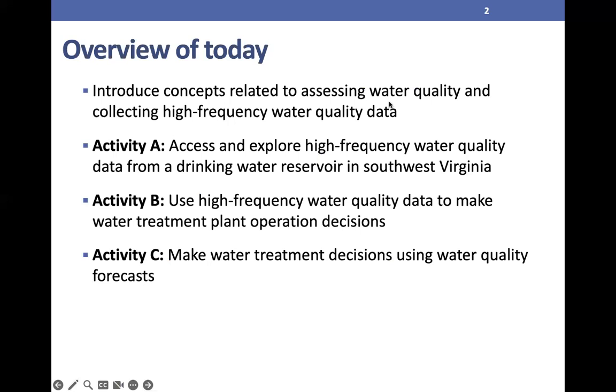This module includes 3 activities, which are all designed to introduce concepts related to assessing water quality and collecting high-frequency water quality data. In Activity A, students will access and explore high-frequency water quality data from a drinking water reservoir in Southwest Virginia. In Activity B, students will use high-frequency water quality data from the reservoir to make water treatment plant operation decisions regarding extraction depth. In Activity C, students will make water treatment decisions using forecasts of water quality.